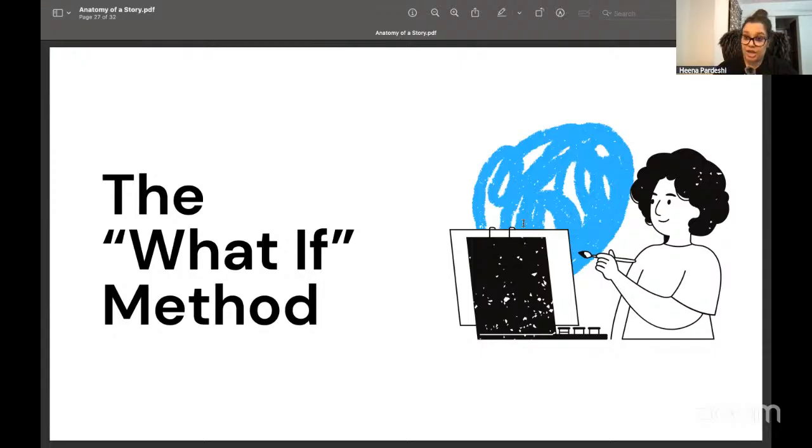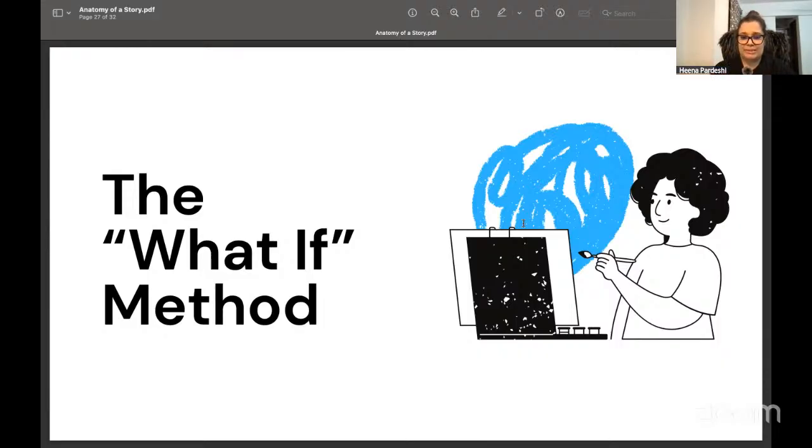Now, if you have an idea or a concept that answers all the 4 questions, then move on to the what if method. In the what if method, we keep on asking ourselves, what if, what if, what if? What if this happened? What if that happened? What if the character doesn't get this? What if the character gets this? That is basically the exploration that we do.